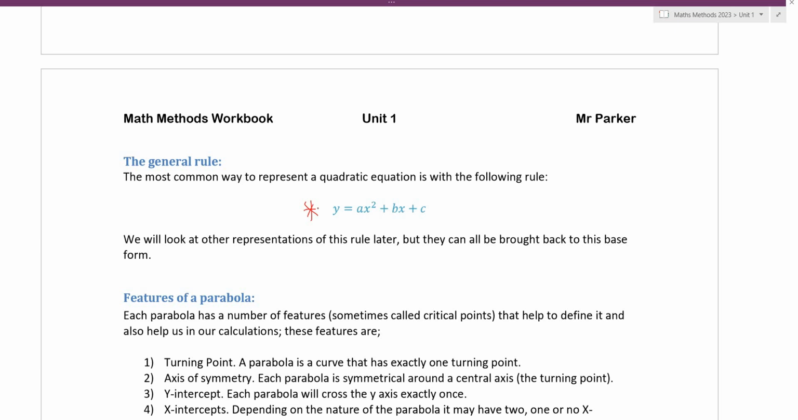So we're going to look at other ways of writing the rule. There are other ways of writing that you will come across, but you can always get it into that form if you have to.